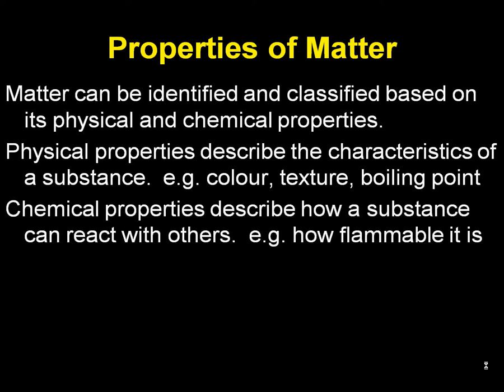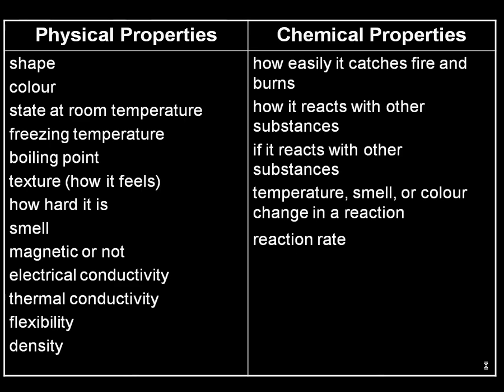Chemical properties describe how a substance can react with other things, such as how flammable it is, for example. And we have a table here of some physical properties. Would be shape, color, state at room temperature, whether it's a solid, liquid, or gas. Freezing temperature, boiling point, the texture, how hard it is, the smell, conductivity, flexibility, density. Those things are all physical properties describing the substance itself, and chemical properties describing or relating to interactions.